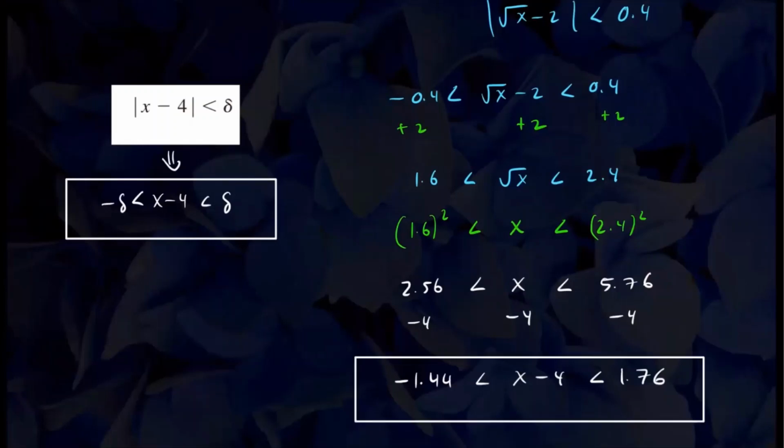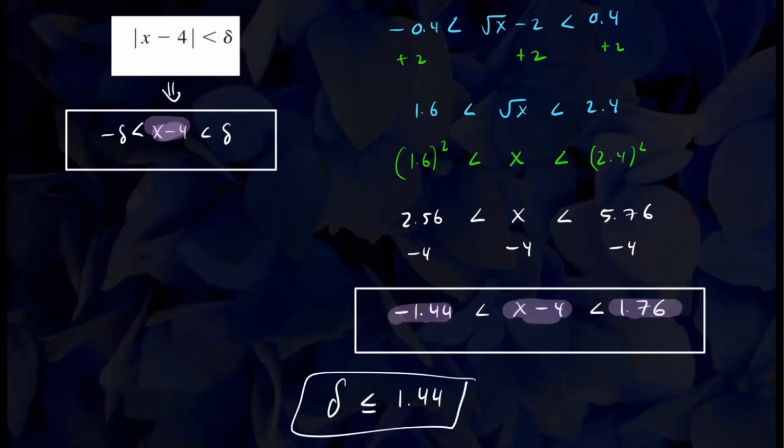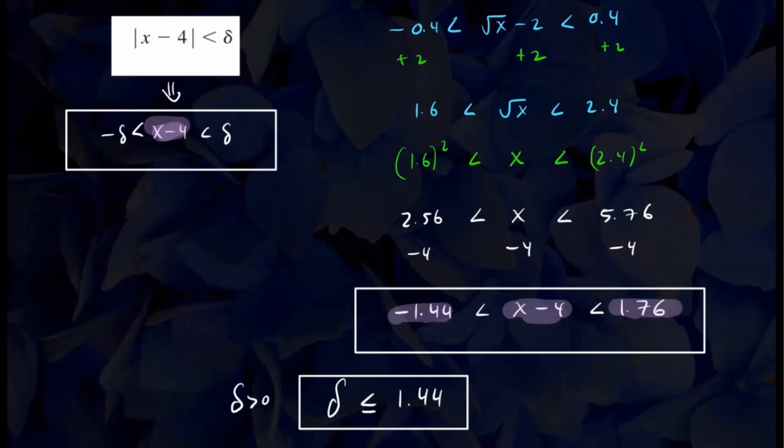So now we can choose delta because these two are equivalent, x minus 4 and x minus 4, which means our choice for delta has to be the minimum of the absolute values of these two numbers. So we're going to take the absolute value of negative 1.44. Delta has to be anything less than or equal to 1.44. So that will be our choice for delta. Of course, it is positive, so we always know that delta is positive. So as long as delta is 1.44 or lower than that, this will work.